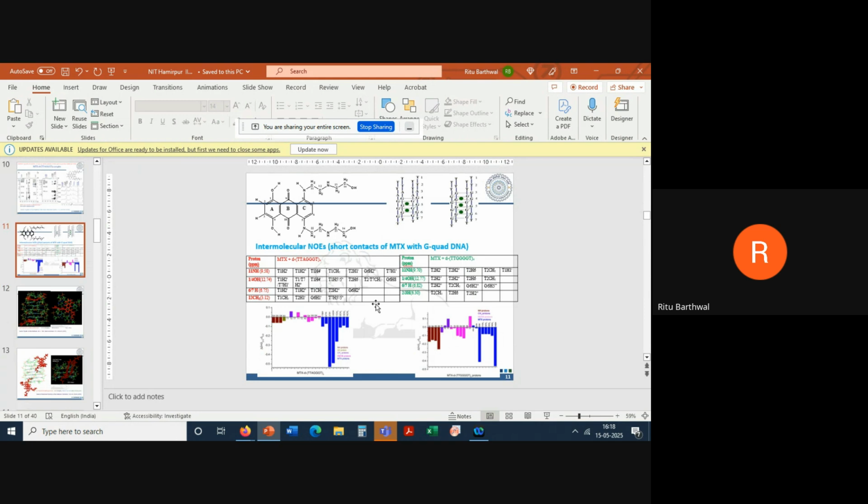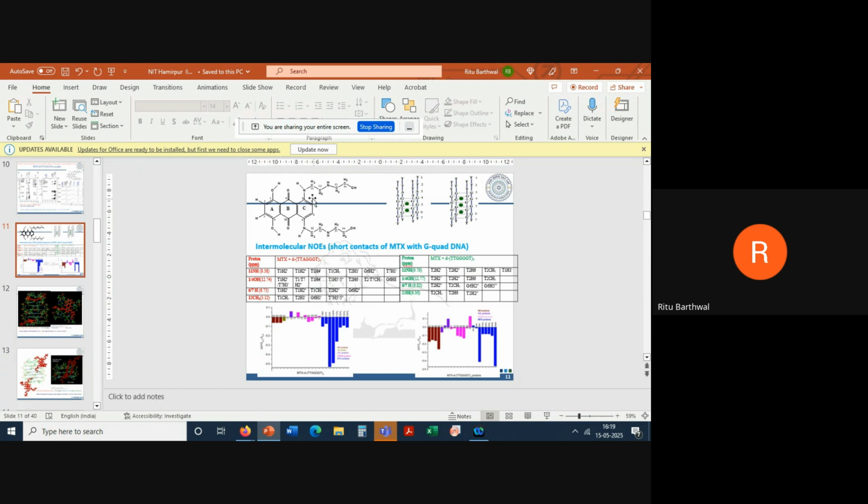For example, here. This is a short contact of MTX with this. We don't get contact if it is 8 angstrom away, 9 angstrom away. We don't get any correlation. So this is a short contact, which means, for example, I have 11. This is the proton of my mitoxantrone. Red is mitoxantrone, black is DNA. So this is DNA. This DNA T1 H2 double prime from the sugar was at a certain distance from 11OH. It was at a certain distance from 14OH, from 67OH of mitoxantrone.